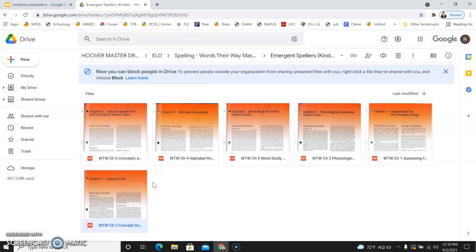A first grade student could start off in the emergent stage at the beginning of the year. However, they may want to start off at the late emergent. I identified late emergent to be Chapter 4, Chapter 5, and Chapter 6. So if you're a first grade teacher, you might want to start off at Chapter 5 with late emergent and progress your students from there.